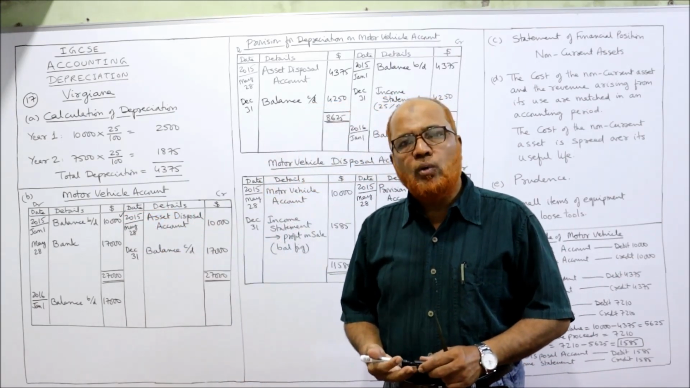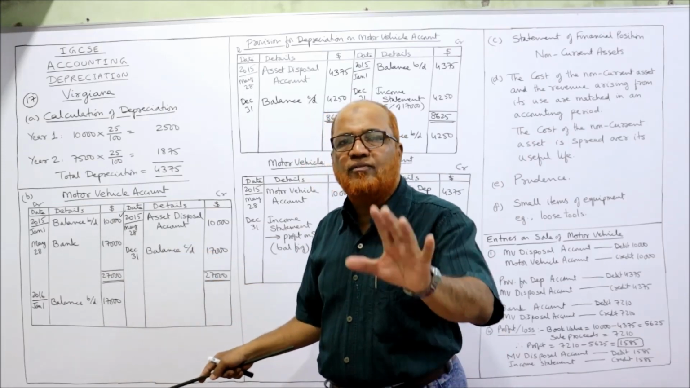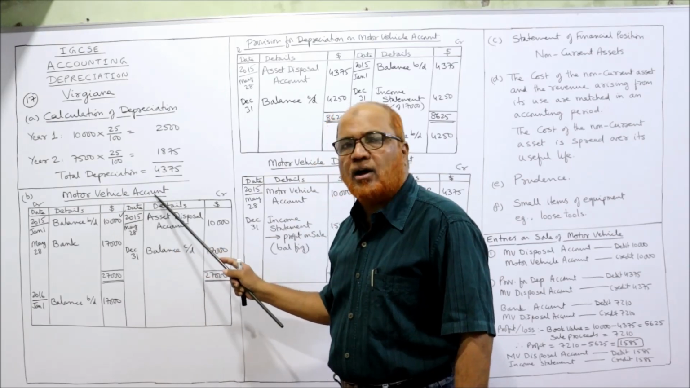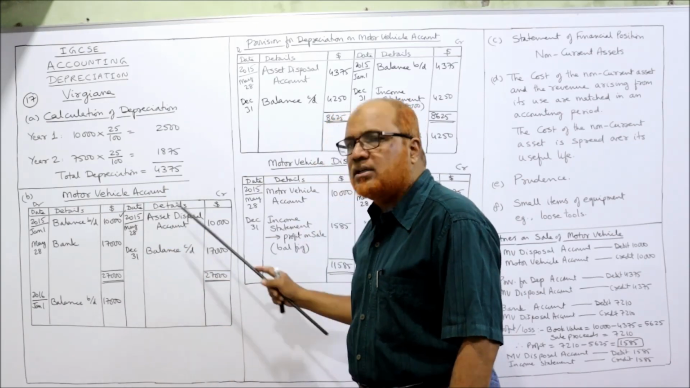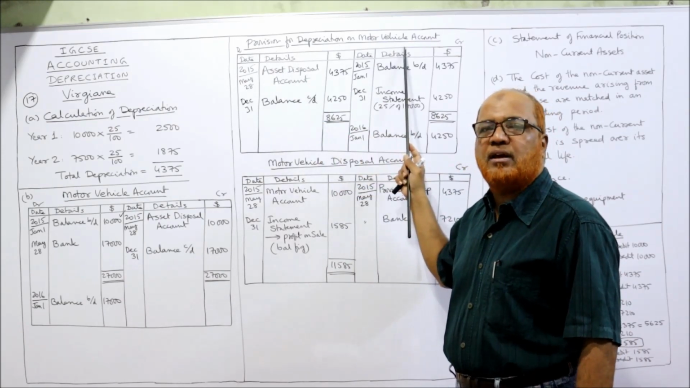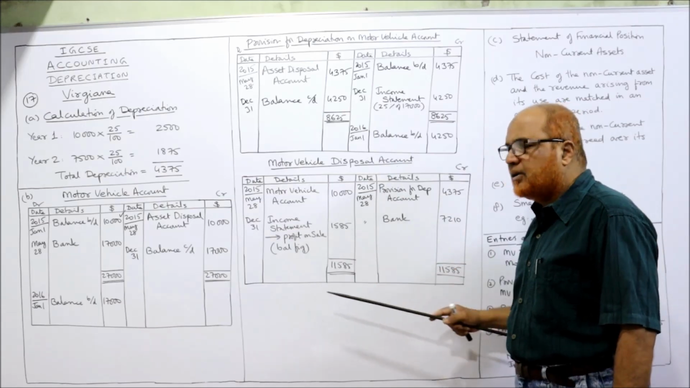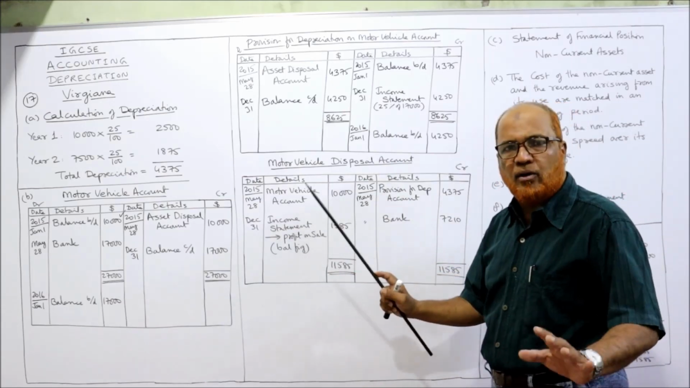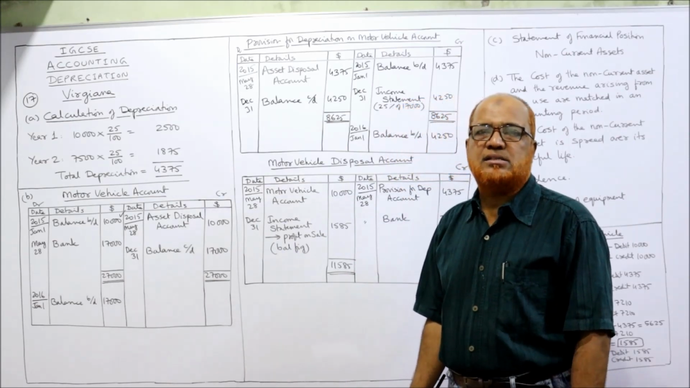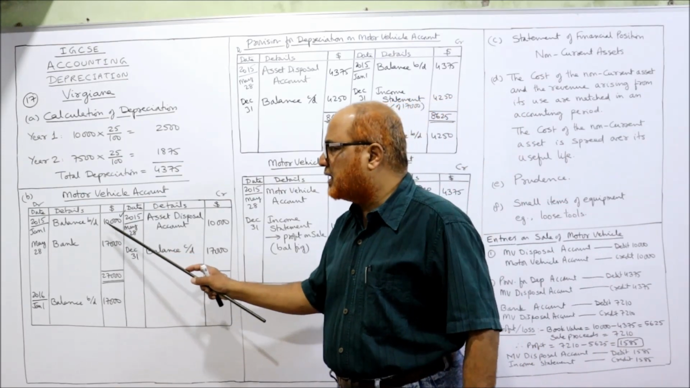Now, during the year, before making all these entries, first you make the accounts. One account you make motor vehicle account, complete format you draw it. Second, you make the format for provision for depreciation on motor vehicle, complete format. And third, motor vehicle disposal account, complete format. 3 formats you have prepared already, right? Now we'll start writing the entries. Brought down balance, 10,000.